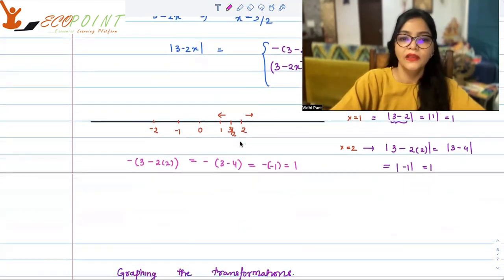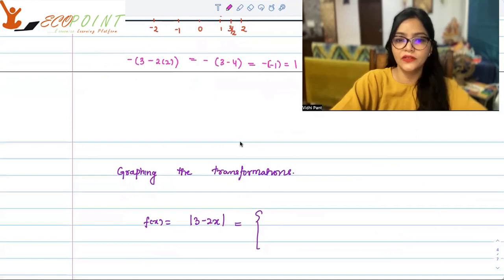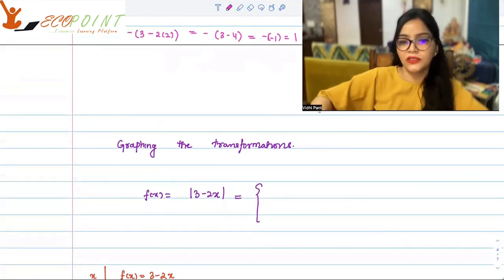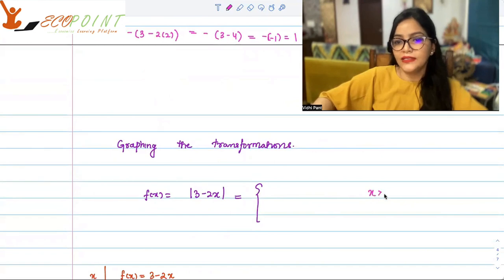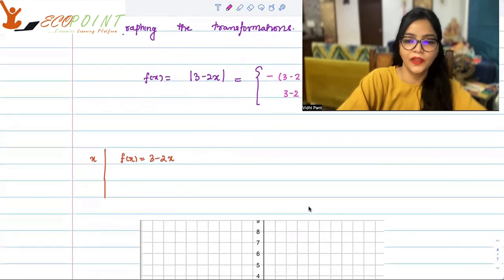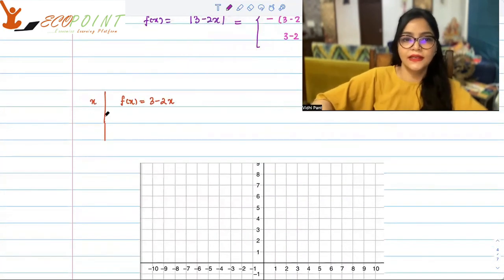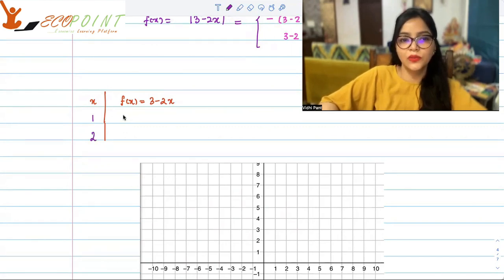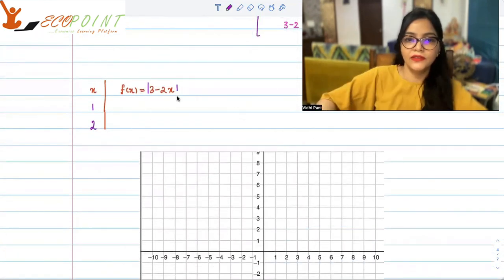Okay. Now we'll talk about these transformations graphically. So graphically, what does it mean? Your function is, when x is greater than or equal to 3 by 2, minus of 3 minus 2x. When x is less than 3 by 2, it is 3 minus 2x. That is, whatever is inside comes out as it is. Let me now take certain values as we took. We took x equal to 1, x equal to 2. When x is equal to 1, f(x) is mod of 3 minus 2x, and hence I was getting just 1.